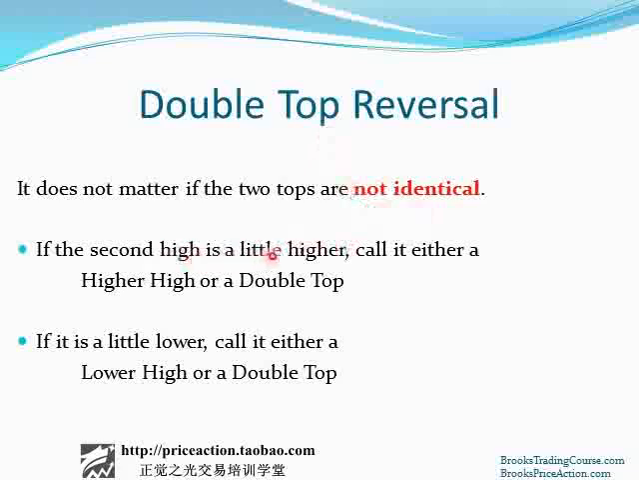Sometimes the second high is a little higher, and you can call it a higher high or a double top, doesn't matter. If it's a little lower, you can call it a lower high or a double top. Again, it doesn't matter. The idea is the same. The market's making two attempts to go up. It doesn't matter whether the second attempt is above or at or below the first attempt. The process is the same.